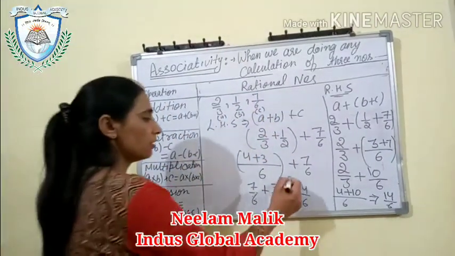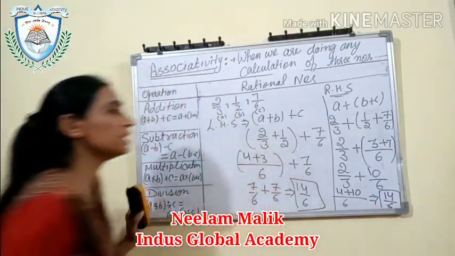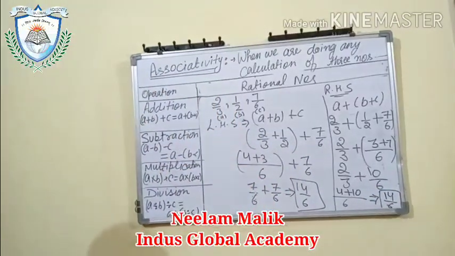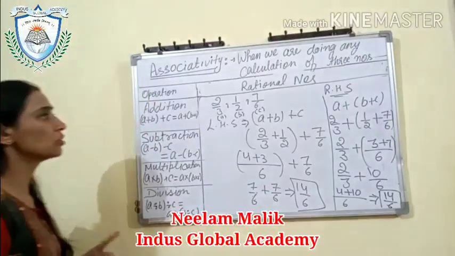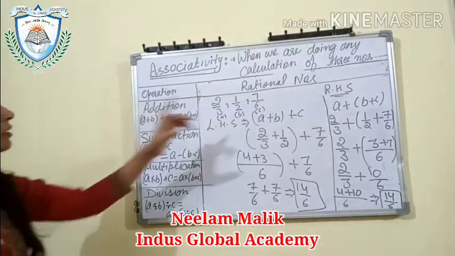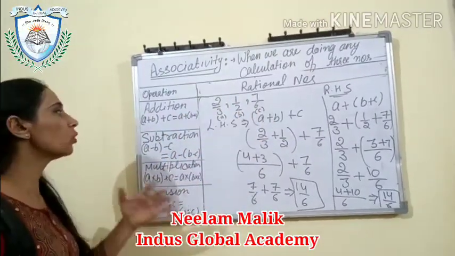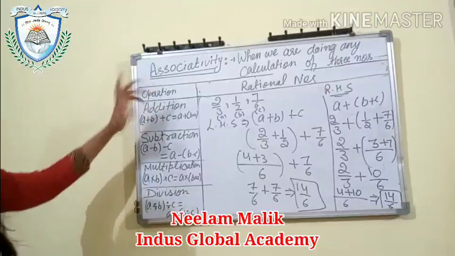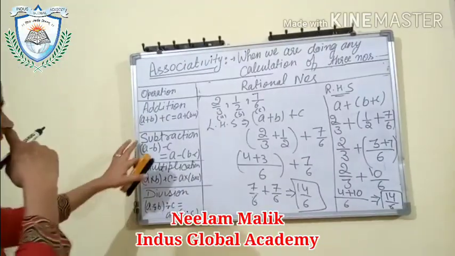Check it. Here is also 14 upon 6. Here is also. So in the addition, if you are changing the order of the numbers, in both the cases you will get the same answer. So we will say rational numbers, integers, whole numbers, all are associative under addition.